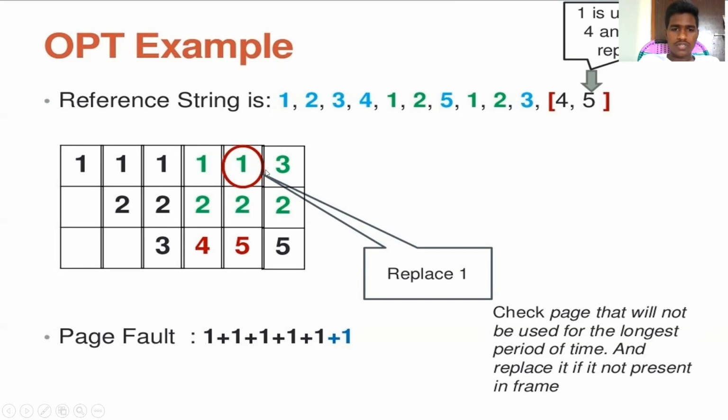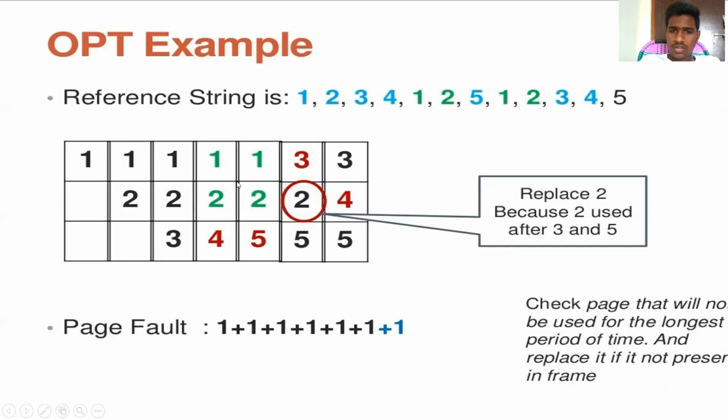We have to replace this with the first in first out, which is entered first. 1 is entered first, so here we have to use first in first out. So 3 is replaced with this 1. Next is 4.